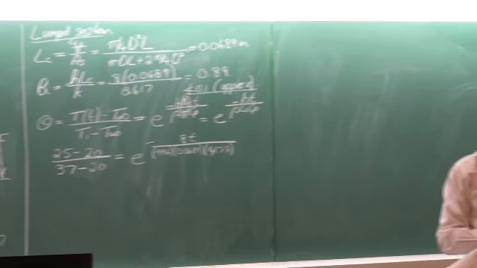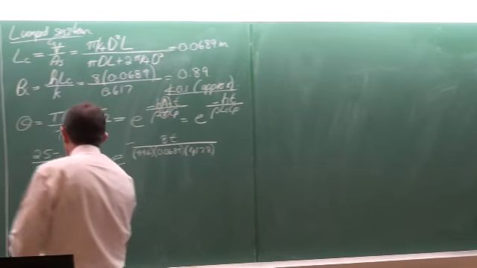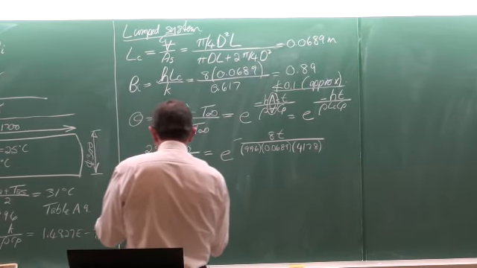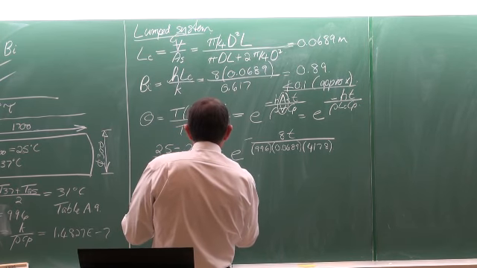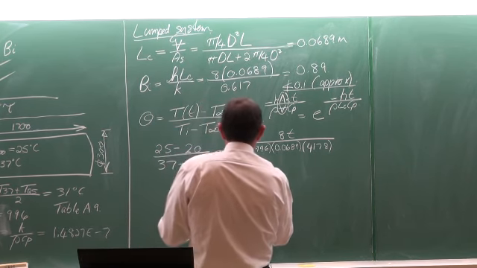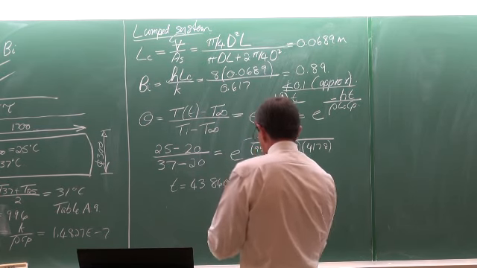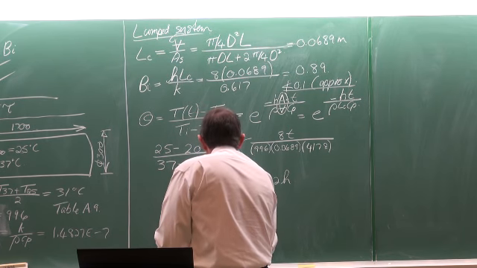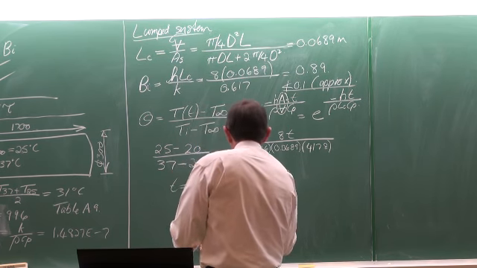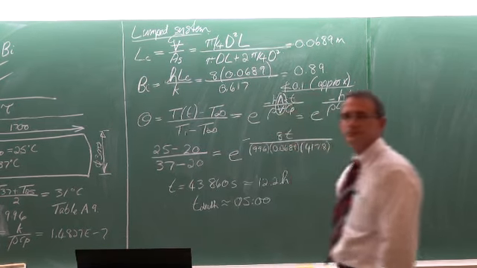The only unknown is the temperature. So the temperature T is equal to 43,860 seconds, which is about 12.2 hours, and that would mean the time of death should be at approximately 5 o'clock in the morning.